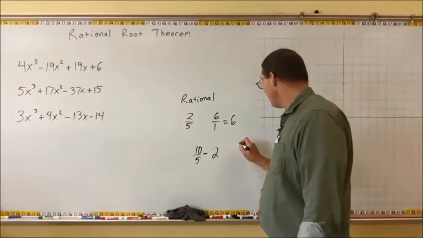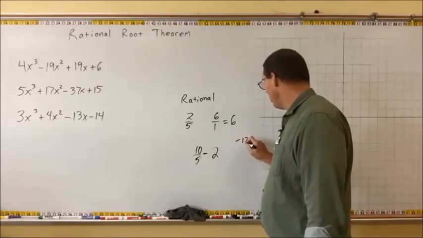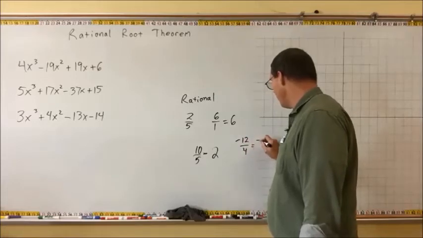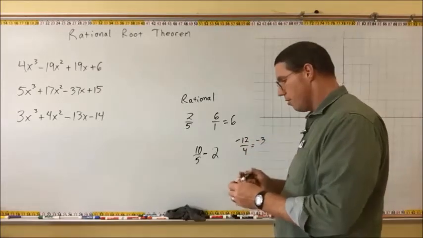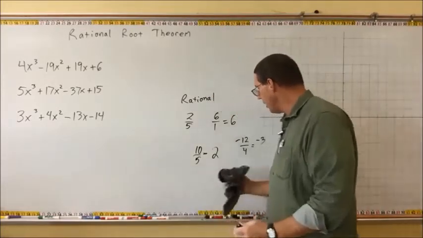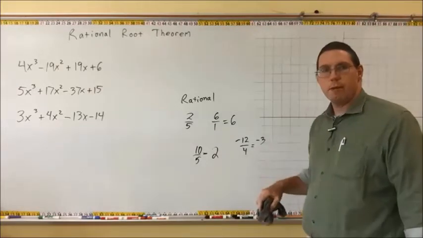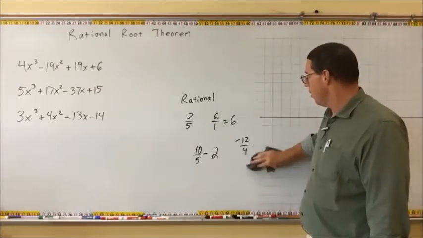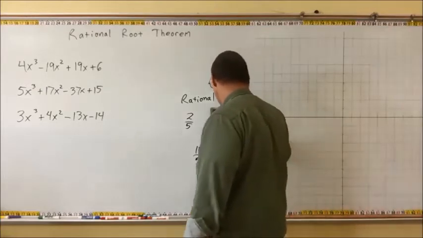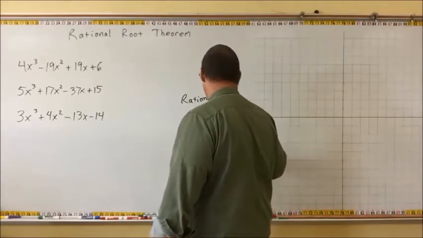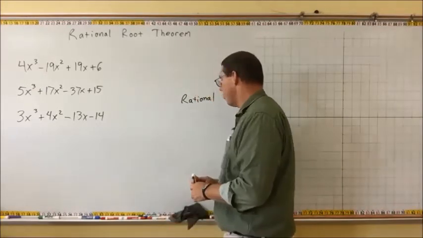Integers, -3, let's say we got -12/4. Well, that's the same thing as -3, right? So even negative values can be rational numbers. Okay, so that's what a rational number is. Well, what's an irrational number?